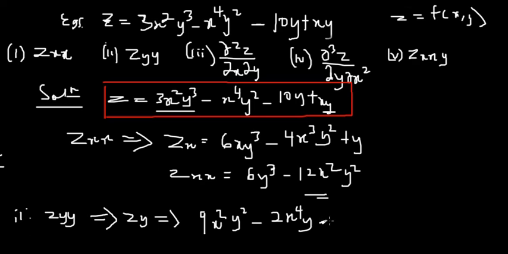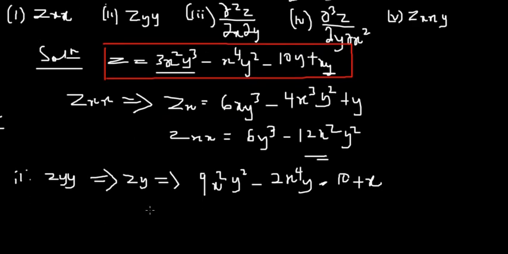Minus 10, and then from here we have what? x. Okay, now let's take the second partial derivative. We are trying to differentiate 2 times, so let's take the second one. So the second one will give us what?